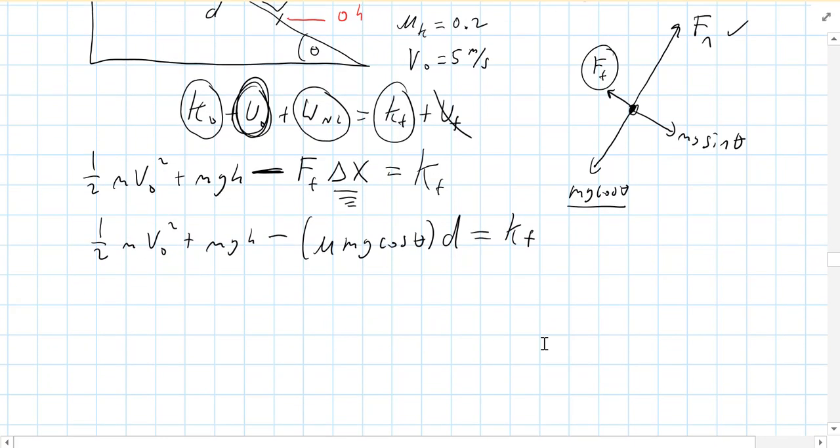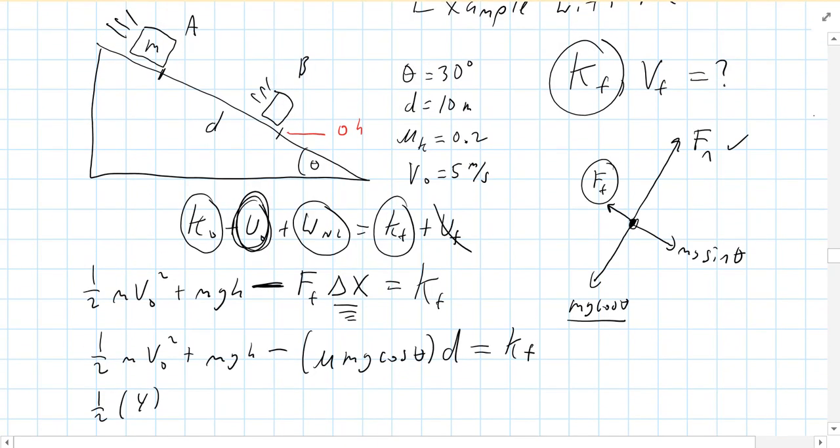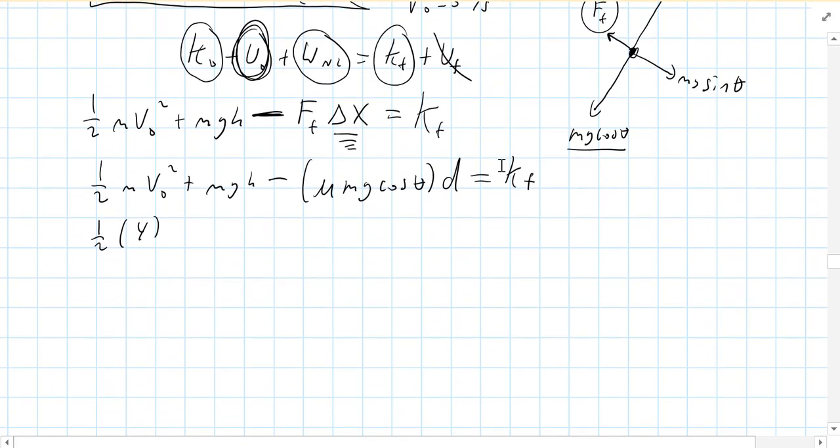Okay, so the good news is I have everything there except for K final. So we're just plugging and chugging. So we've got 1/2. The mass of the book was 4. I believe I gave that to you, right? Oh, nope. Okay, one more given. The mass of the book is 4 kilograms. In order to determine the kinetic energy of the book, I have to give you the mass of the book. So the mass of the book is 4 kilograms.